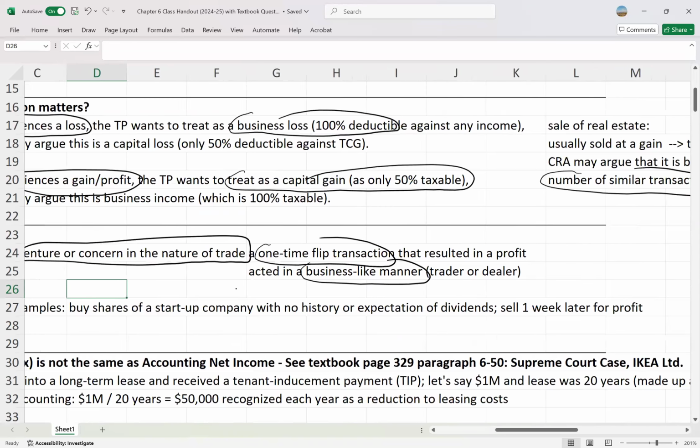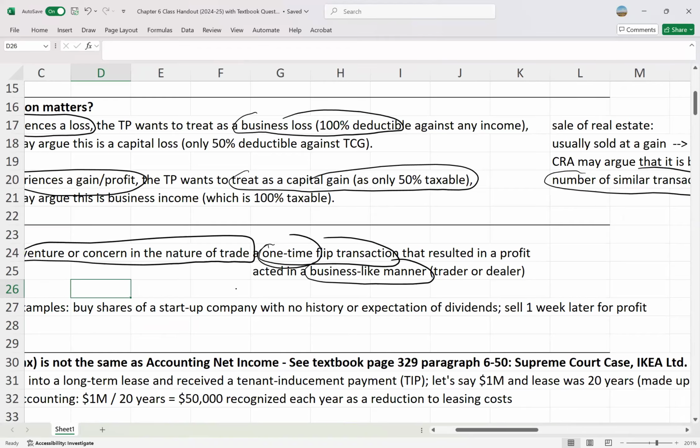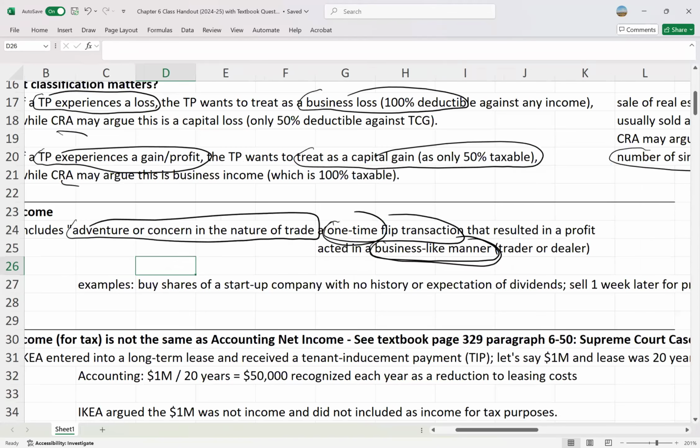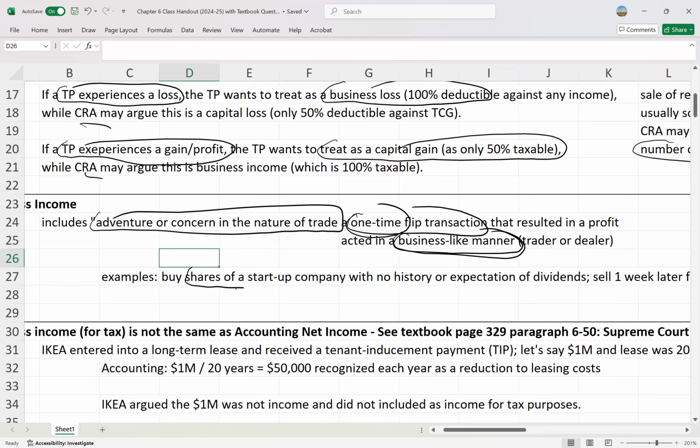But if it's just a one-time transaction, and the taxpayer acted in a business-like manner, like a trader or dealer in whatever item was being sold, then the CRA could also argue that it is business income and not a capital gain. A common example is if a taxpayer buys shares of a startup company. Usually when you buy and sell shares, the gain or loss is treated as a capital gain or capital loss, because the expectation is that you're buying the shares in anticipation that there might be dividend income. And so it's treated as a capital asset.